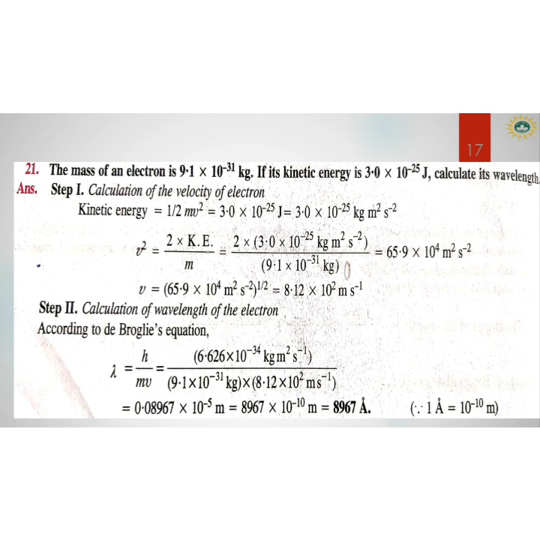Now joule, you have already solved dimensional analysis in physics. Joule is kg meter square per second square. So you can easily cancel these units also, and you will get the unit in meter. So that value will be 0.08967 into 10 to the minus 5 meter, which is equal to 8967 angstrom. So that will be your answer.